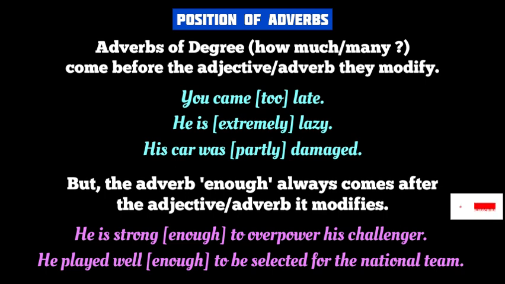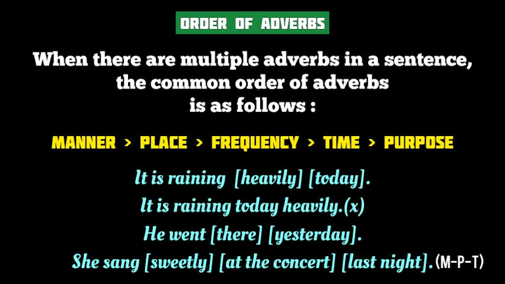He is strong enough to overpower his challenger. In this sentence, the adverb of degree enough comes after the adjective strong to modify it. Similarly, in the next example, the adverb of degree enough is placed after the adverb well. Up next, we have the order of adverbs in a sentence.